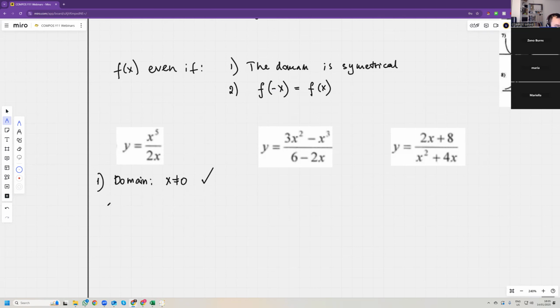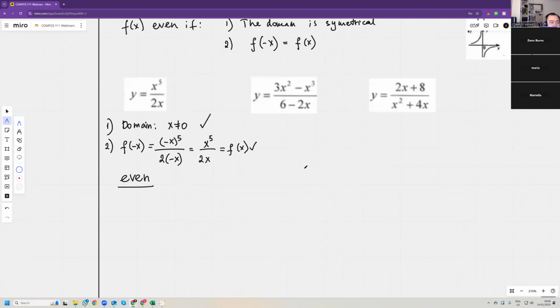First test has passed. Second, we find f of minus x. So we substitute minus x, and that's minus x to the power 5 divided by 2 times minus x. And well, if you know your maths, this can be written as x to the 5 over 2x, which is exactly f of x. So that means it's an even function. Okay, let's do the second one.